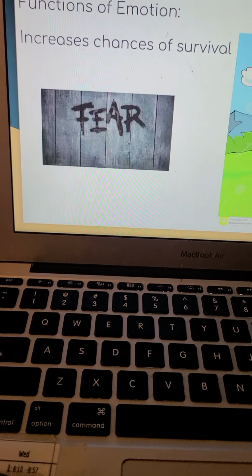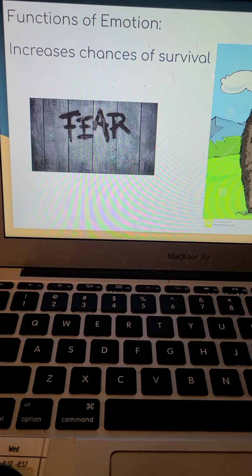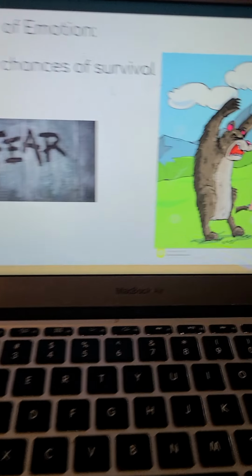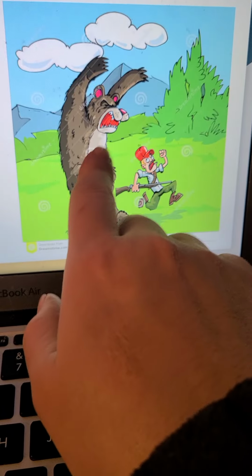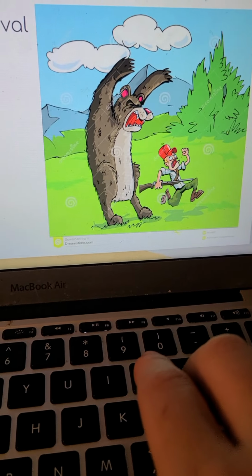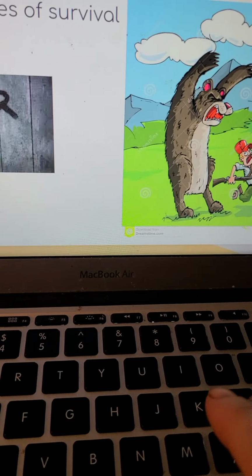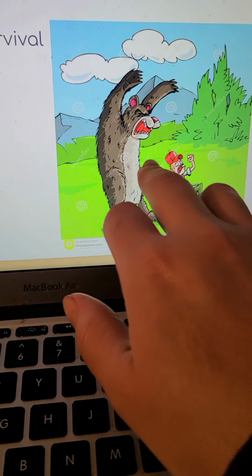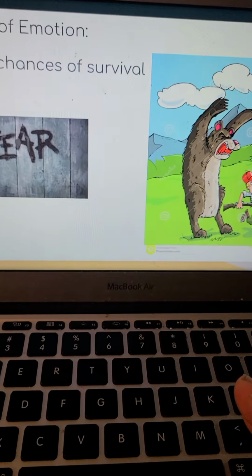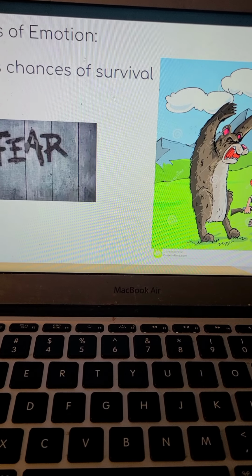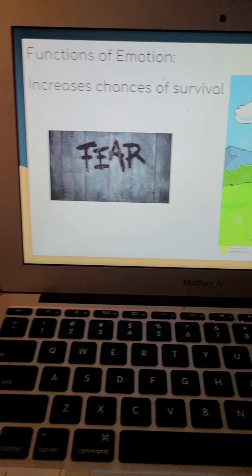For example, this one I like it a lot because I have the word fear, and that's fear. He's showing fear to the bear. Okay, so the hunter is running away from the bear to survive, which is something they're gonna learn, that emotions are actually meant to help us survive.